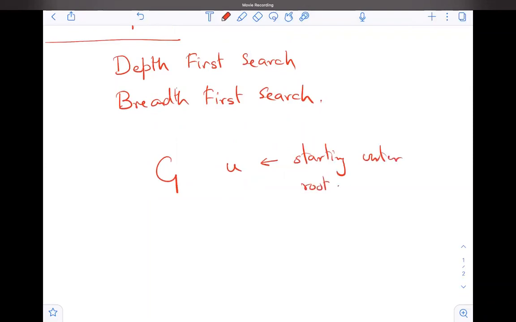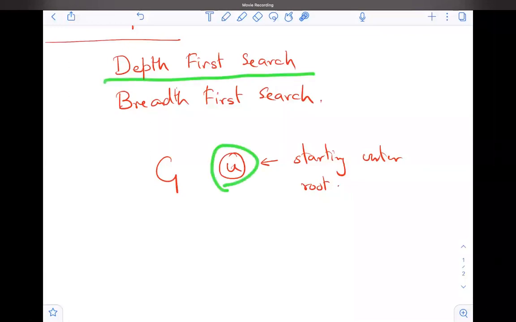With U, of course, you will look at its neighbors. And then you say, okay, I've looked at my neighbors. Now, how do I do it? In the case of breadth first search, you say, is there a neighbor of U? If there is a neighbor of U, I go to that step. Then if I have the neighbor of V, then I go to the next.